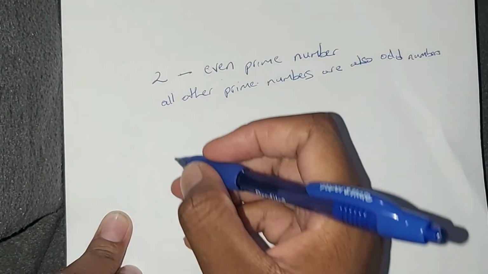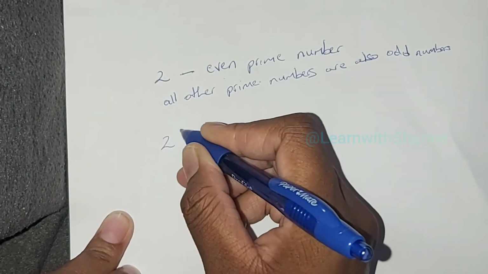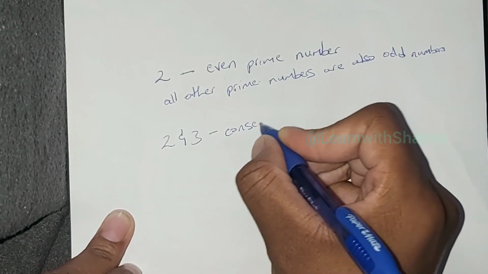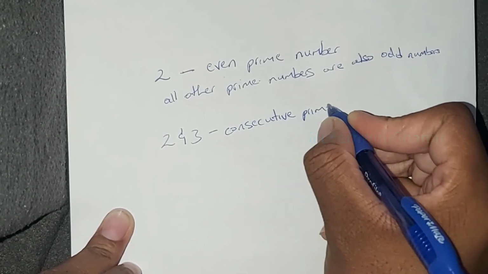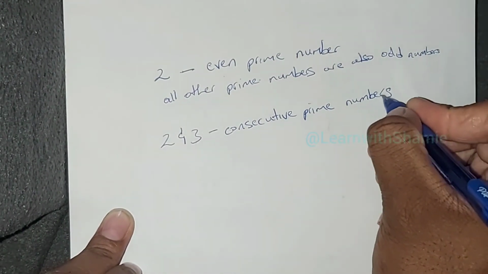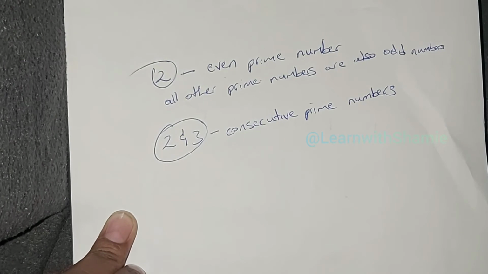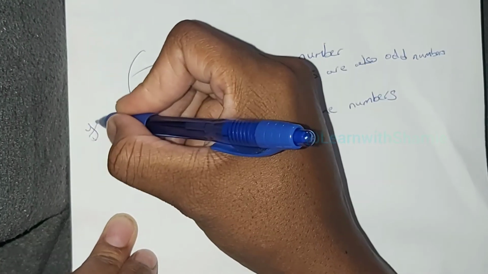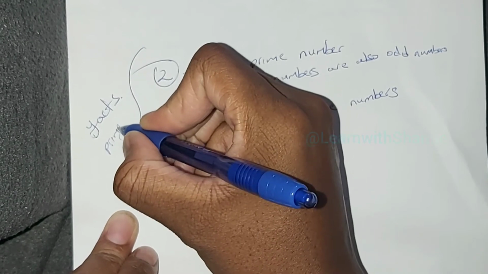The next fact I want to share with you about prime number is that 2 and 3 are the only consecutive prime numbers. So 2 and 3 are the only consecutive prime numbers. So these are facts about prime numbers.